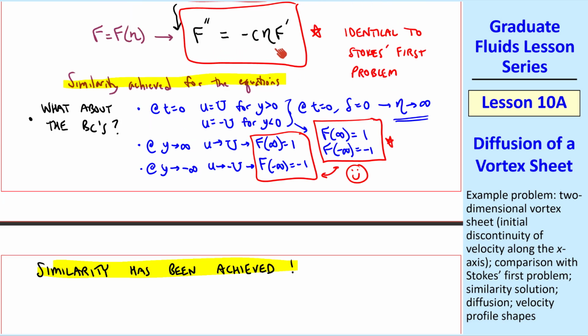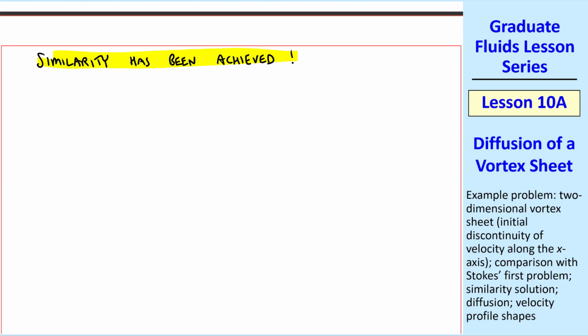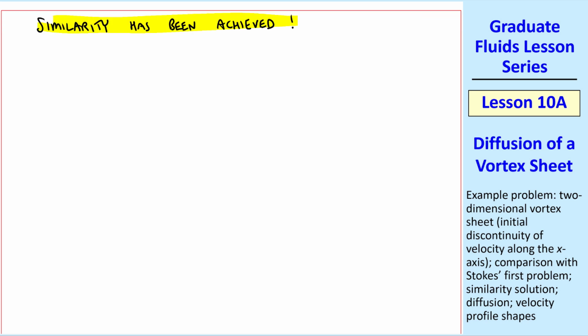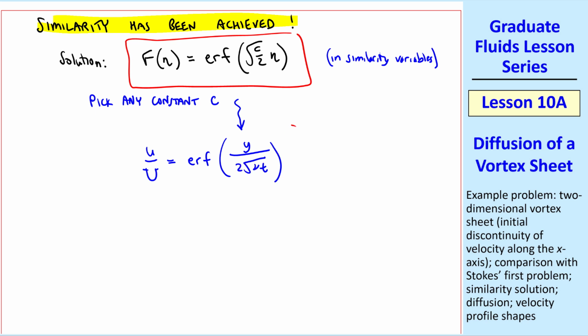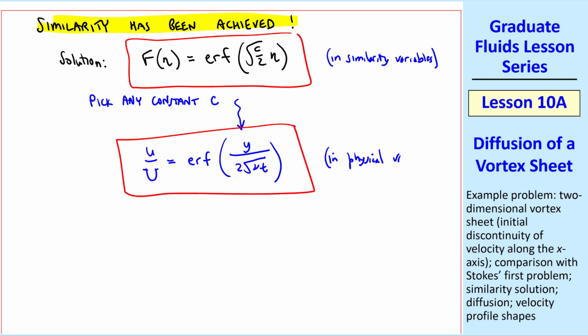Now, what about the solution to this equation with these boundary conditions? Well, it turns out, without doing all the algebra, that we end up with an error function just as we did with the previous problem. Our solution is f of eta is the error function of square root of c over 2 eta in similarity variables. Remember that c is arbitrary, so if we pick any constant c or just let it stay as c and do a little bit of algebra, we can convert this to physical variables and c will drop out. Here's our final equation in physical variables.